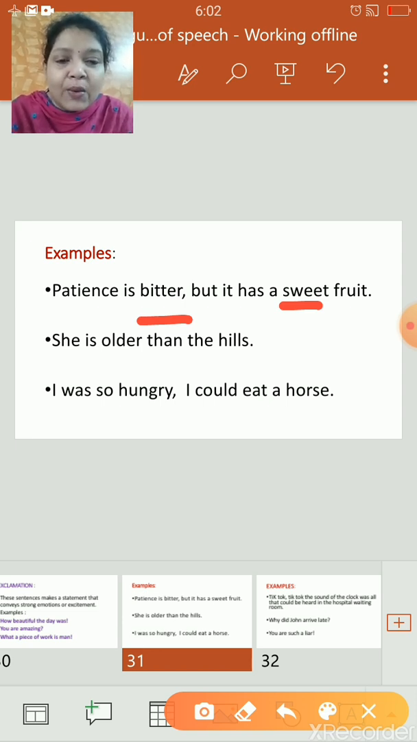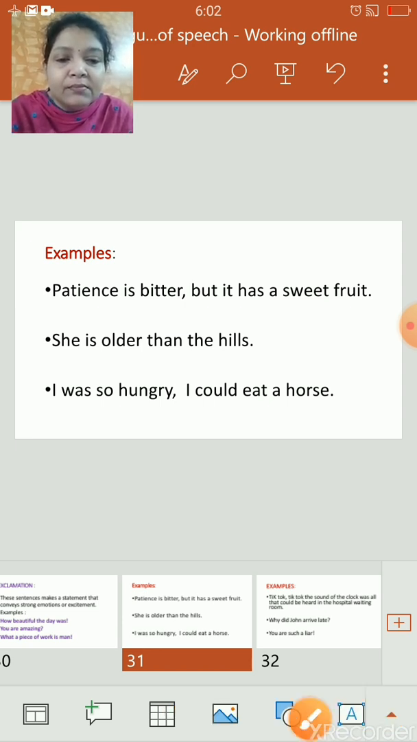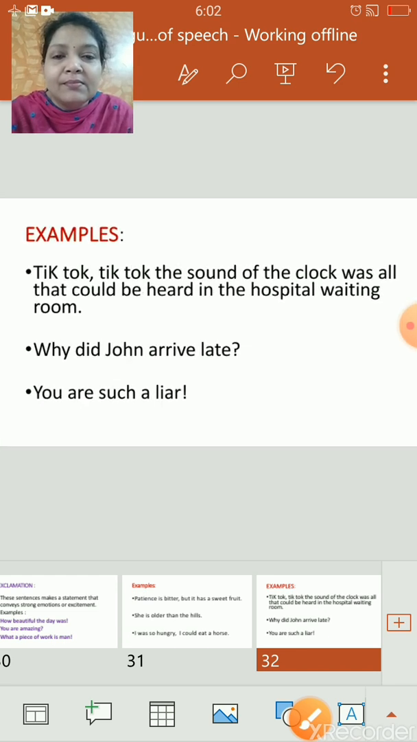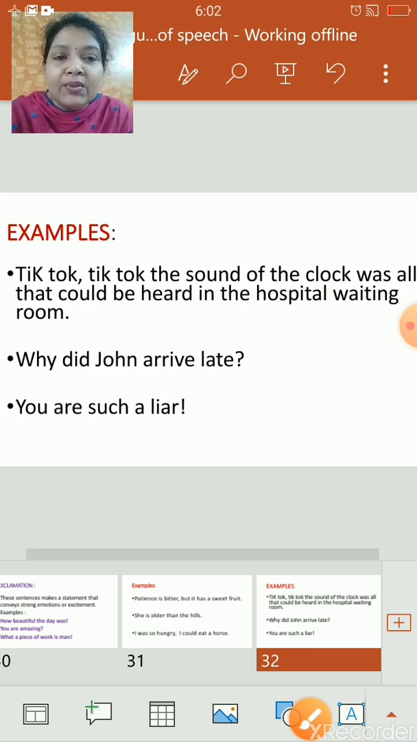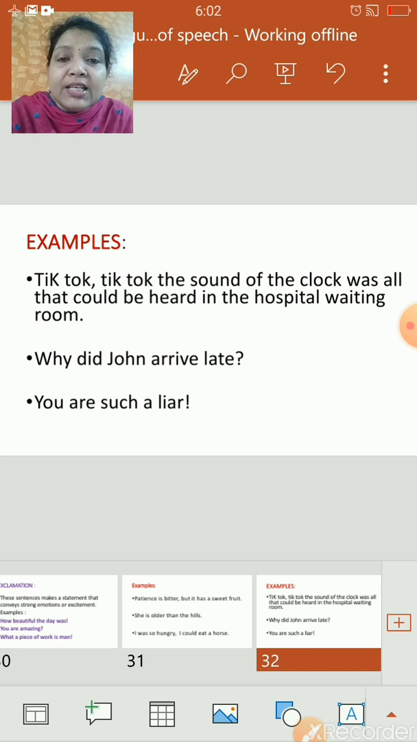Okay. Now the next one. Tick tock, the sound of the clock was all that could be heard in the hospital waiting room. So, yes, here there is a sound, and the sound is tick tock, tick tock. So, that means it is nothing but onomatopoeia. That's right.